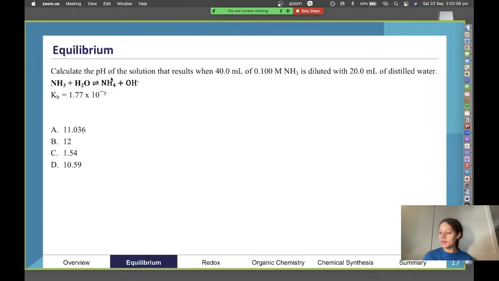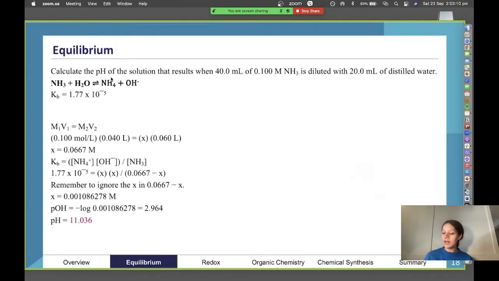Okay, so I'm going to go on to the answer now. We can identify the information we've got. We know how much we have, what concentration of NH3 initially, and how much we have diluted it with. We've also got our Kb value, and I'm going to use that to figure out what our pH is ultimately. You can see we have quite a few different little steps and equations here.